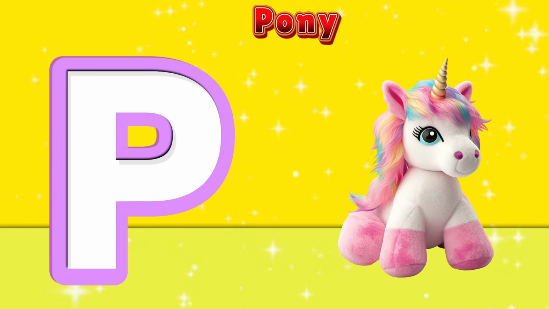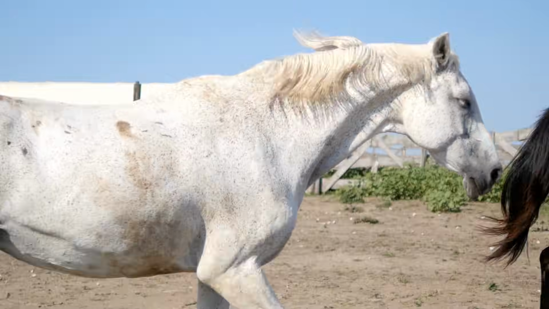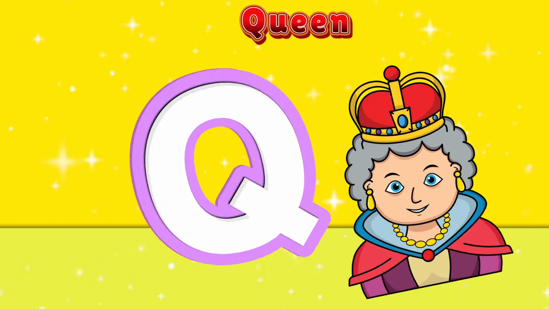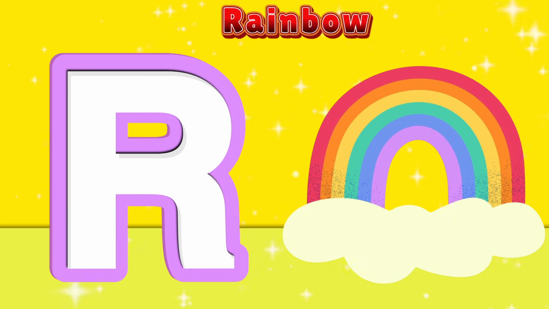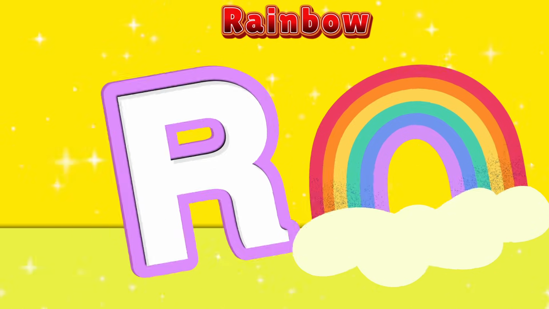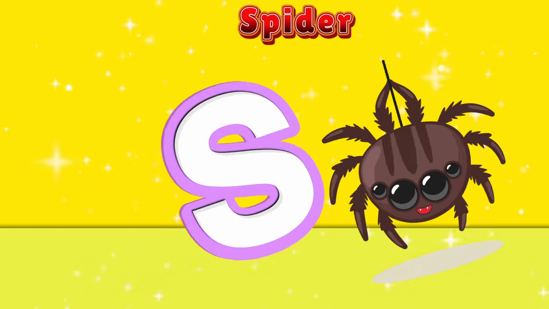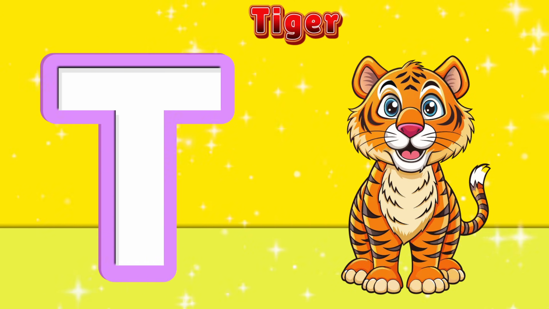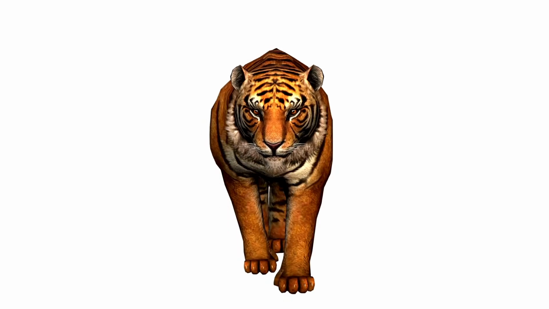P is for pony, pony, pony. Lovely pony. Q is for queen, queen, queen. Royal queen. R is for rainbow, rainbow, rainbow. Colors rainbow. S is for spider, spider, spider. Little spider. T is for tiger, tiger, tiger. Scary tiger.